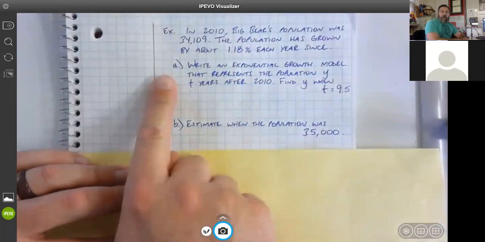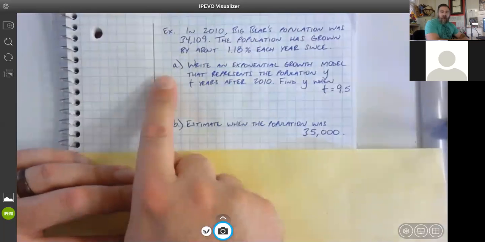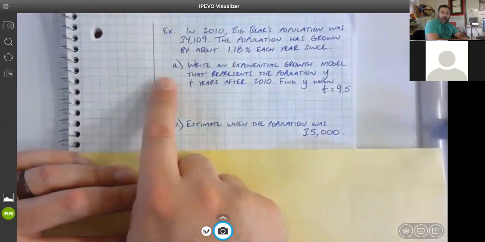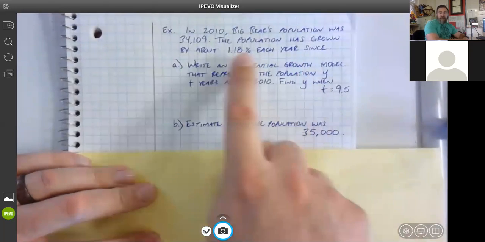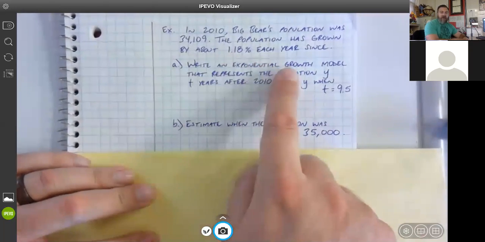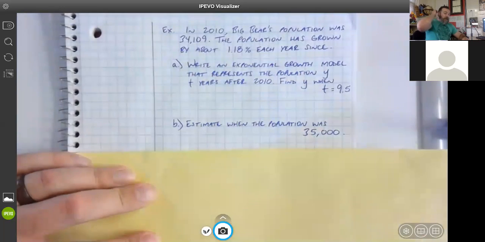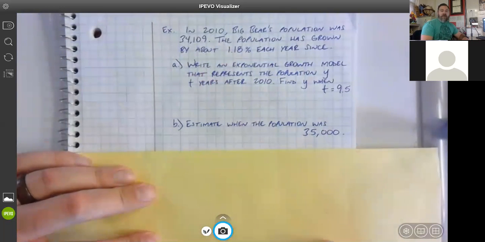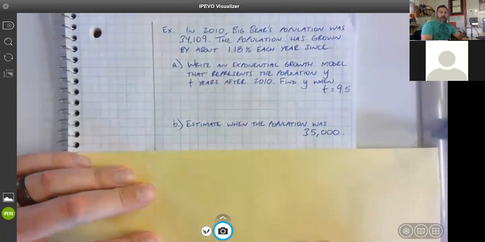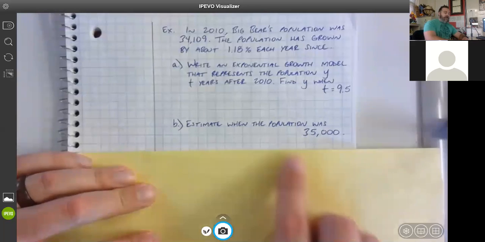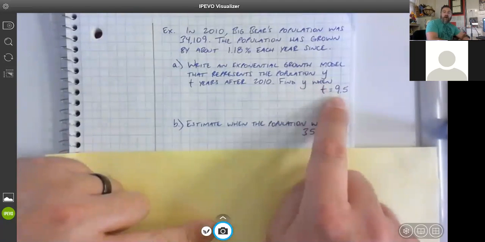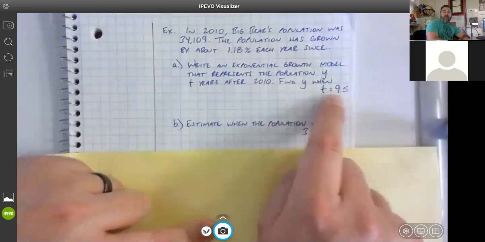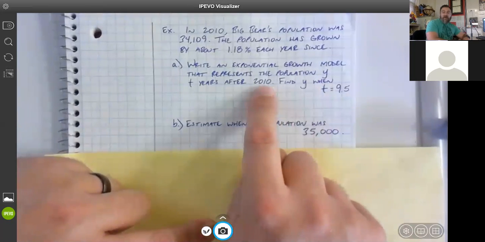Our job here for part A, and for most word problems, is going to be to write a function. In this case, they tell us it's going to be growth, right? Which makes sense because it's growing by 1.18% each year. Write an exponential growth model that represents the population Y, t years after 2010. Find Y when t equals 9.5. In other words, we're going to solve for a population 9.5 years after 2010. In other words, about a year ago.